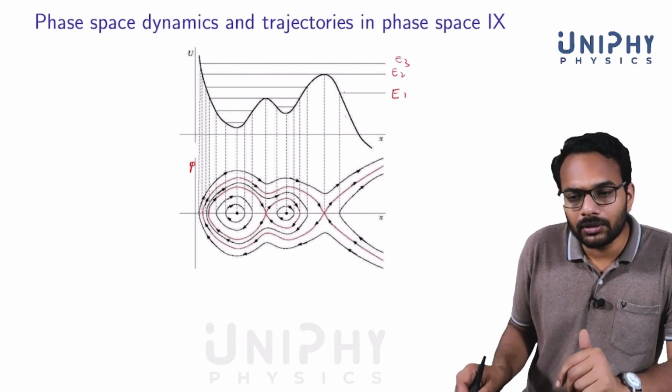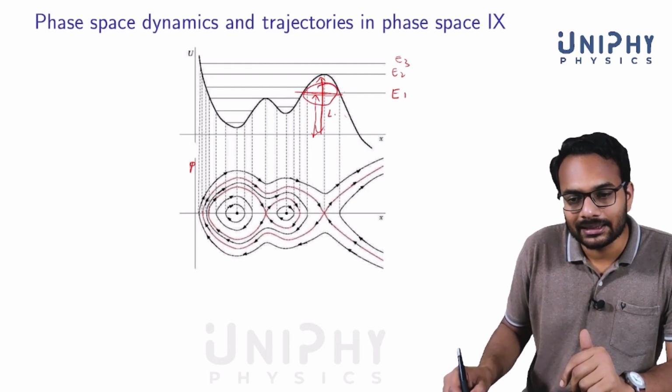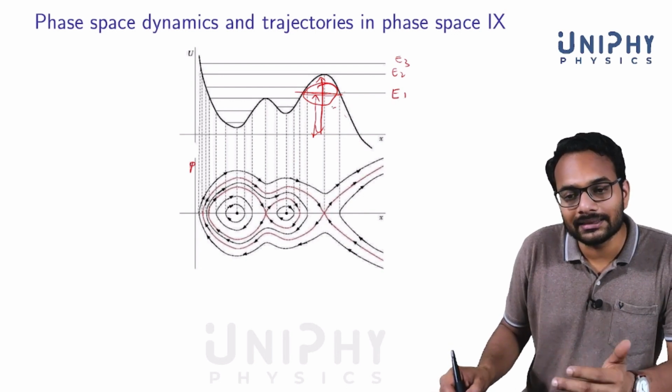Now, you look at this E1 line. You continue this E1 line. You see that here, this height is the energy. This height is less than this height. So, in this region, the total energy is less than the potential energy.